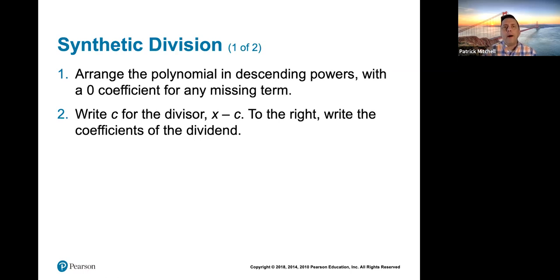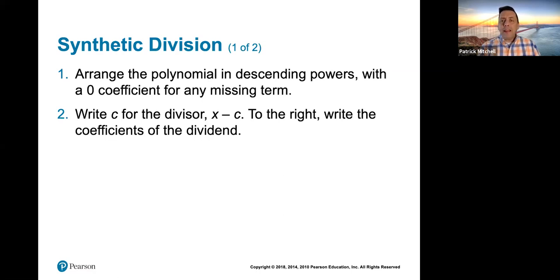All right, so we're going to start by arranging the polynomial in descending powers with a 0 coefficient for any missing term. And in synthetic division, that's actually required, all right? You absolutely have to have those placeholders. Otherwise, you're actually doing a different problem, okay? We don't want to do a different problem. We want to do the problem that's given. All right, so write c for the divisor x minus c. Now this part usually creates a little bit of confusion at first, but we will get past that.